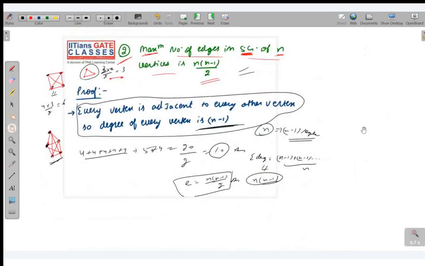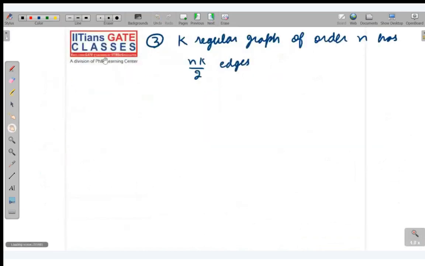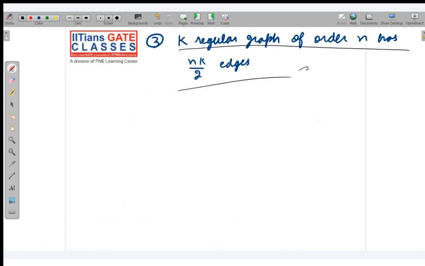Done? Okay. Next is k regular graph of order n has nk by 2 edges. I have just proved you. So n minus 1 regular I have done. So k regular graph of order n. Order n means number of vertices. So they will twist the things. This is the third corollary of your handshaking theorem. Corollary means extension.